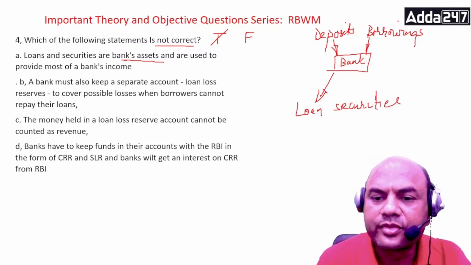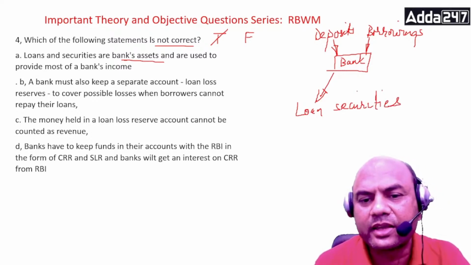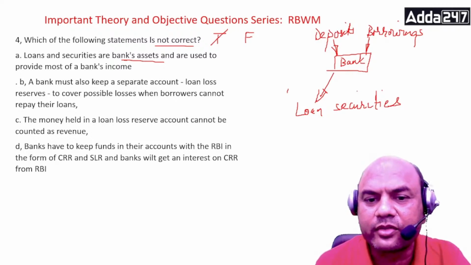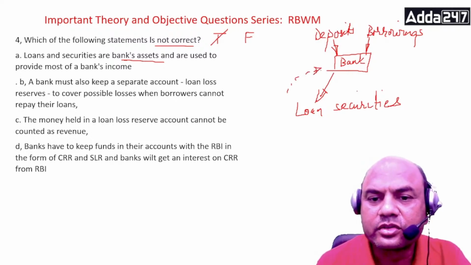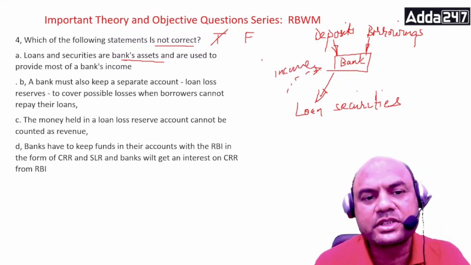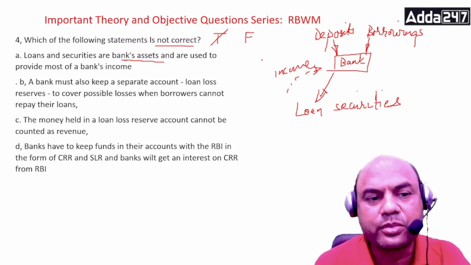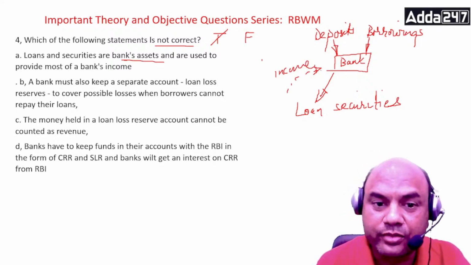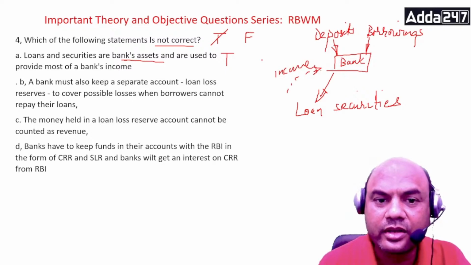Now, whenever this bank gives loans, it will get the interest. So interest is earning income, right? Same logic is over here. Loans and securities are bank's assets and are used to provide most of the bank's income. That is obvious. That is true. But what do we want?